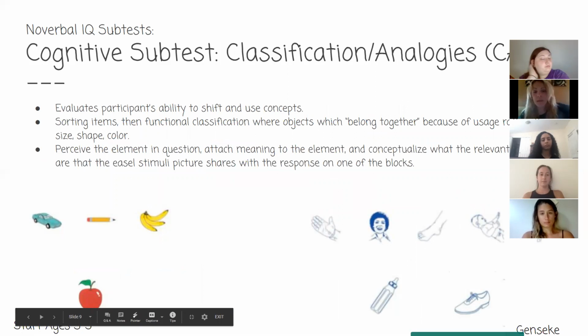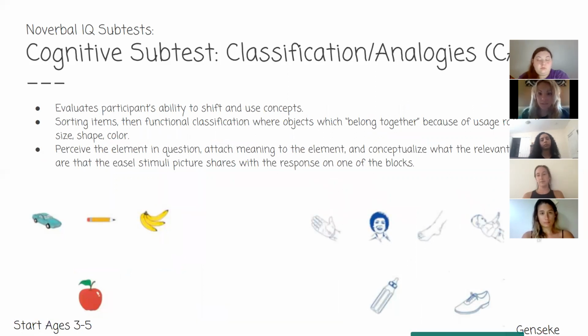Another example of the cognitive subtest is the classification and analogies. This evaluates the examinee's ability to shift and use concepts. They have to sort items and then use functional classification, where the objects belong together because of usage rather than their size, shape, and color. So it's not just matching, it's a classification on what they do and how they belong together. Why do they relate to each other? You perceive the element in question, attach meaning to the element, and conceptualize what the relevant features are that the easel stimuli picture shares with the response.